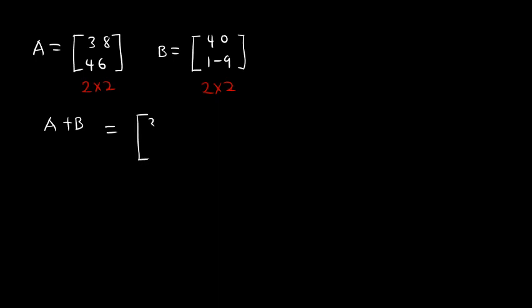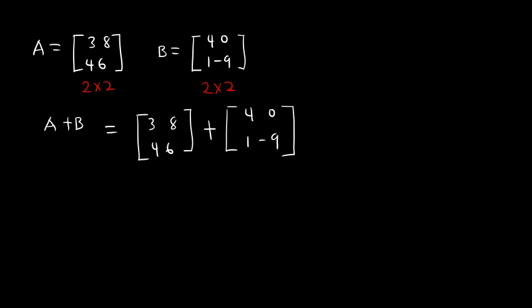So let's go ahead and do this addition. That would be 3, 8, 4, 6 plus 4, 0, 1, minus 9. We have these two matrices here, which we are supposed to find their sum. To do this, we are going to sum them up element by element. Doing this, we have to match each element to its corresponding element in both matrices. Let's look at what that means.